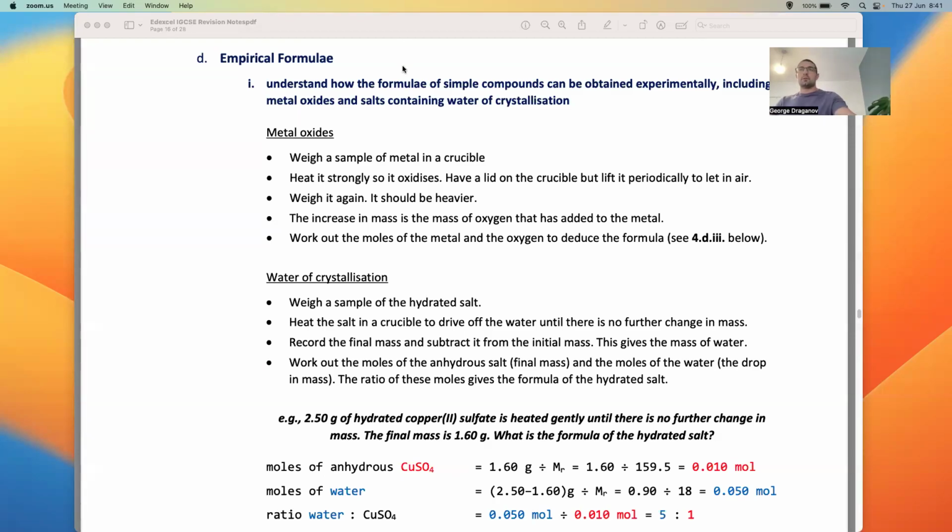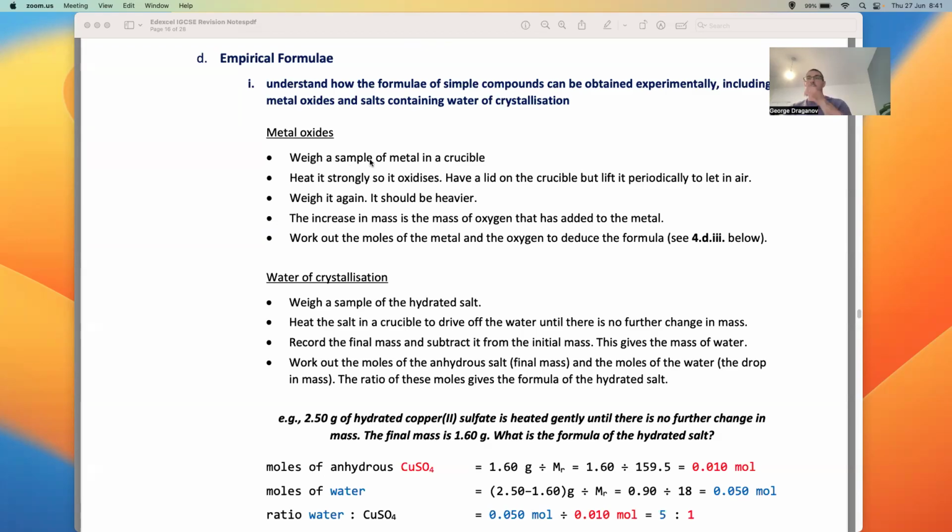Today's lesson, we're going to look at empirical formulae, molecular formulae, and water of crystallization. We'll also consider the experimental techniques that can be used to find the formulae of metal oxides and salts containing water of crystallization. So in terms of a method, you would do this in school, hopefully as a practical.